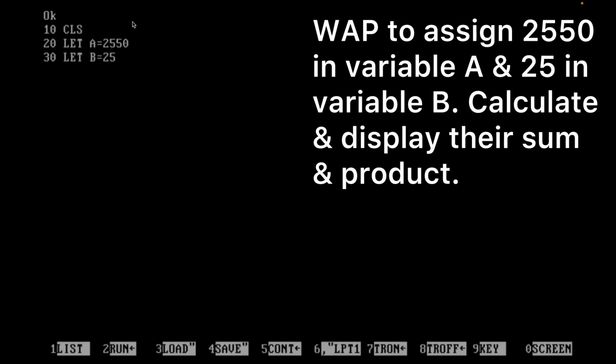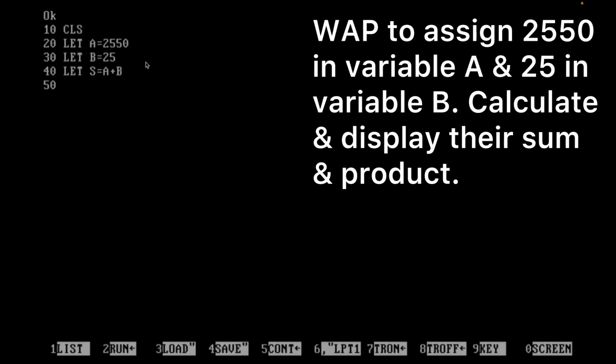Now it is telling us to calculate and display. Whenever we calculate, we use the LET statement. So it will be 40 LET. We have to calculate what? Sum. For sum we can take S is equal to, we will not write these two numbers, we will write the variables that we have assigned, A plus B. So the computer will understand the value of A and the value of B, and it will sum them up. Then we have to find the product.